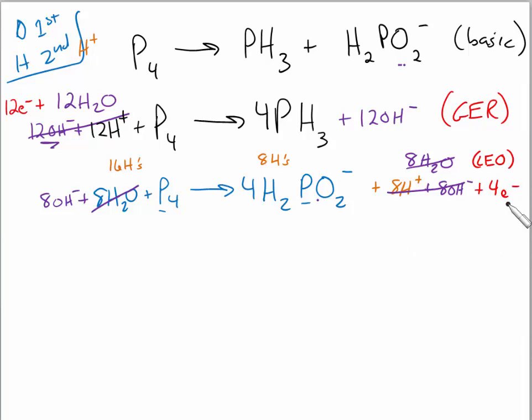I have 4 here, 12 here. I'm looking for a way to balance all that out. I need to multiply this half reaction by 3. And let me just go ahead and do that. So 8 times 3, that's going to give us 24 hydroxides.